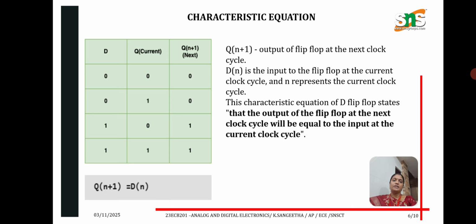So if D is equal to 0 and Q is equal to 0, the next state will be 0. And if D is equal to 1, whatever the current state, the output will be the same as the input. So for D equal to 1 and Q equal to 0, the next state will be 1, and for D equal to 1 and current state Q equal to 1, the next state will be 1. Using the K-map, we can derive the characteristic equation. The characteristic equation of the D flip-flop is Qn plus 1 is equal to D of n.